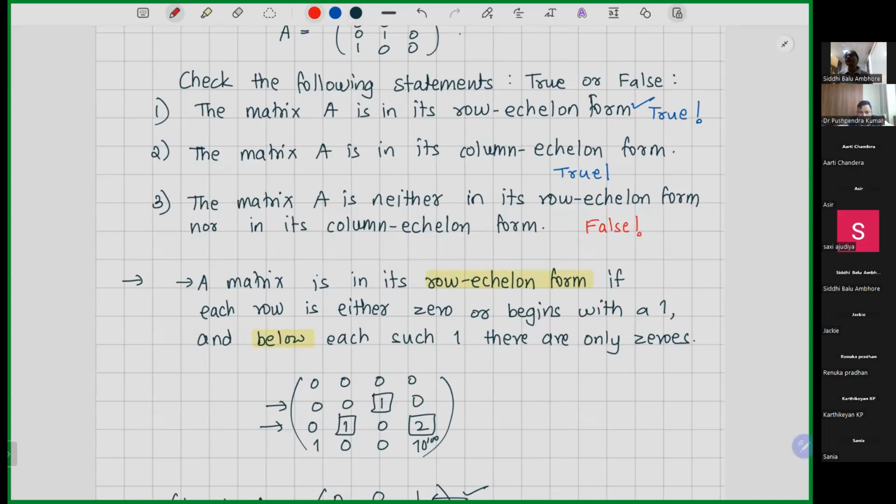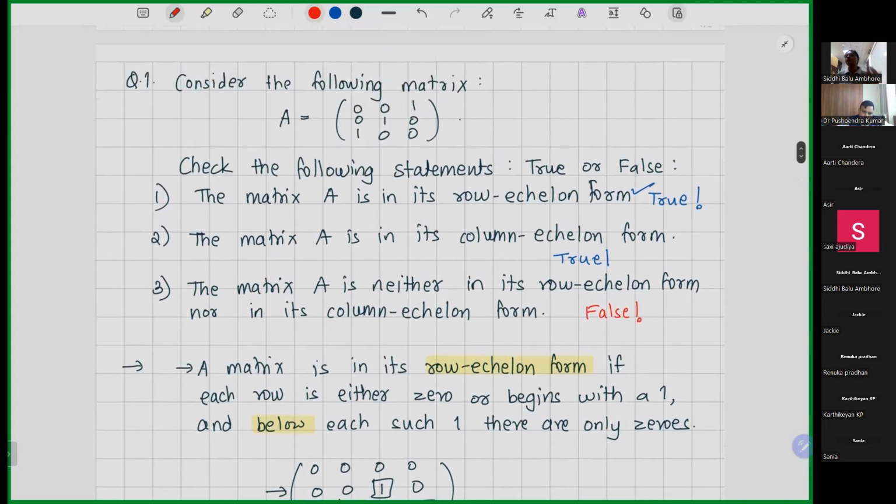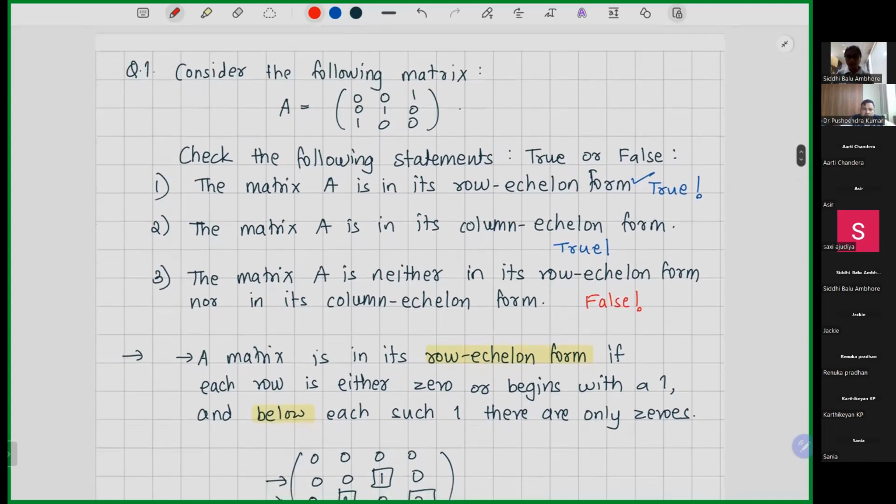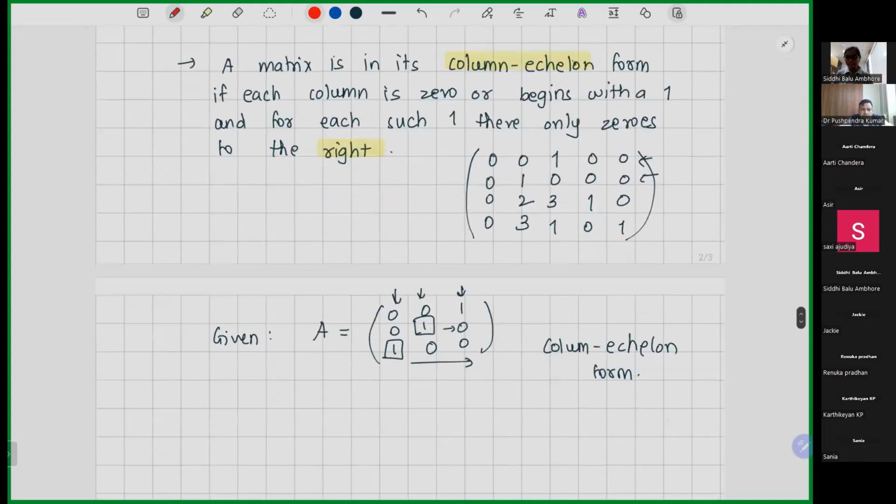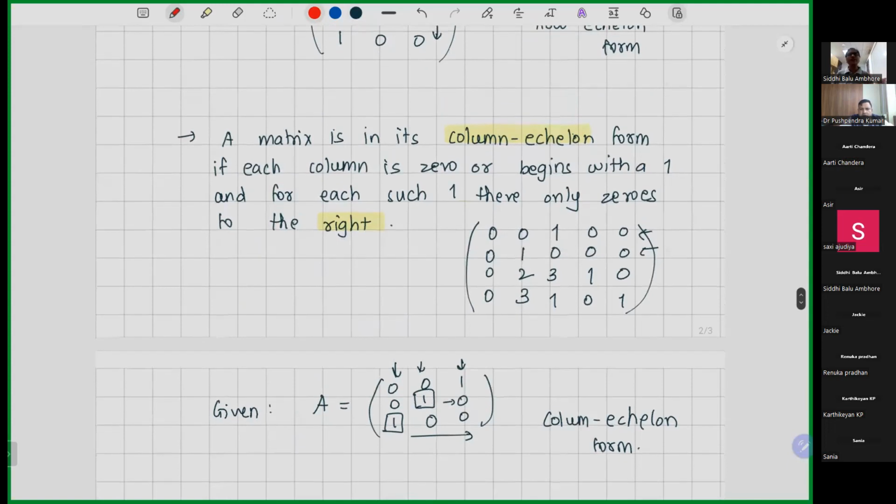Okay, so any doubt here in the definition of row echelon, column echelon form, or any such things? If you have any doubt, please unmute yourself and ask, or if you don't want to speak up, please write it in the chat and I will try to sort those doubts out. Any doubt in the definition?